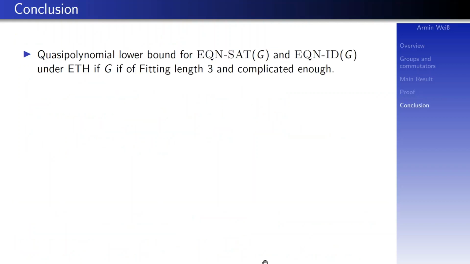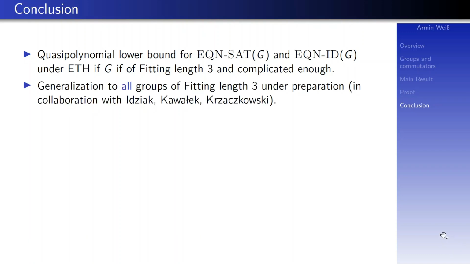Well, now let's just summarize. We gave a quasi-polynomial lower bound for equation satisfiability and equation identity if G has fitting length 4 or fitting length 3 and some other conditions. As I said, these conditions are not met for the group S4, but there are still lower bounds under ETH. And actually, together with my Polish colleagues, we plan a paper showing a general lower bound for all groups of fitting length 3.